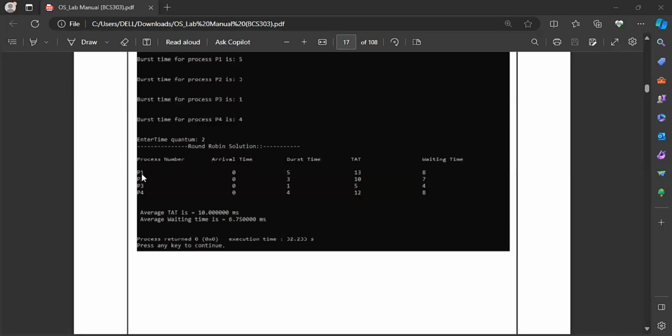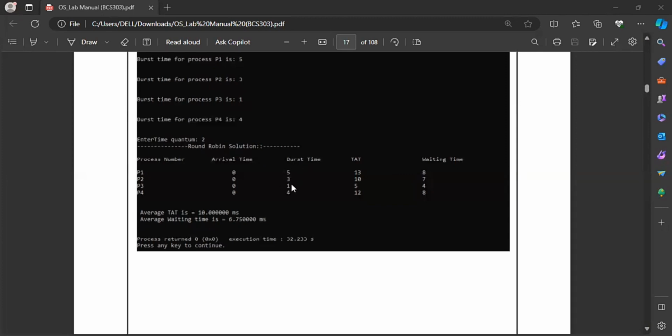Okay, next the P2 process will arrive. Now the burst time of P2 is 3. This P2 will also perform 2 units of execution, and again P2 will be sent back to the ready queue. Then the P3 process will be allocated. The burst time of this P3 is 1.